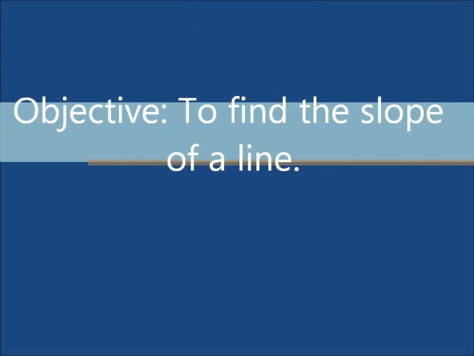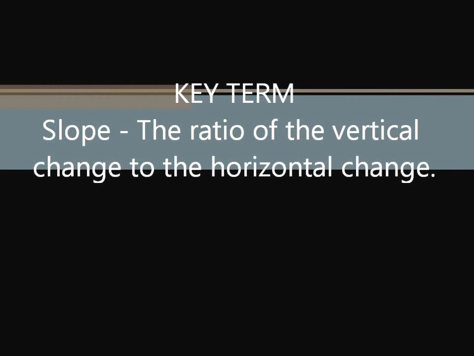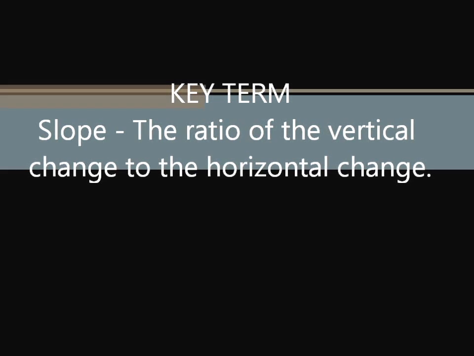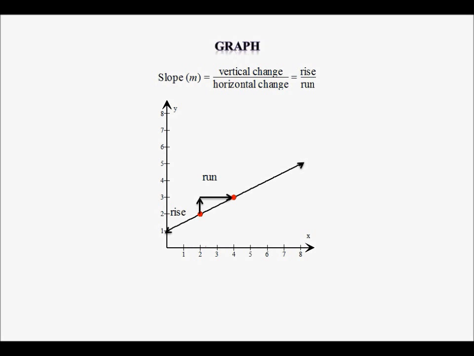Lesson 4.3. Our objective is to find the slope of a line. A key term for this section is slope. Slope is the ratio of the vertical change to the horizontal change. The slope is used to describe the steepness of a line. The slope is the ratio of the vertical change to the horizontal change between any 2 points.